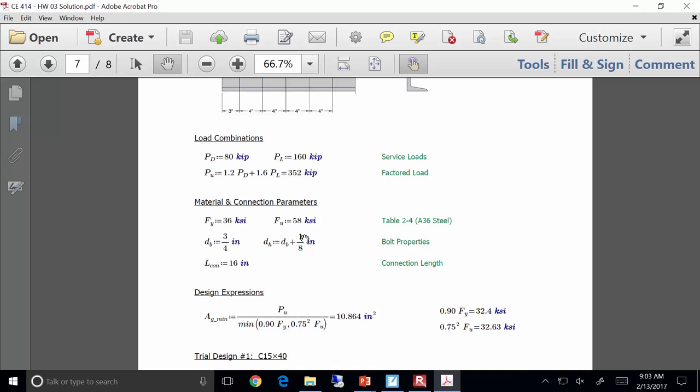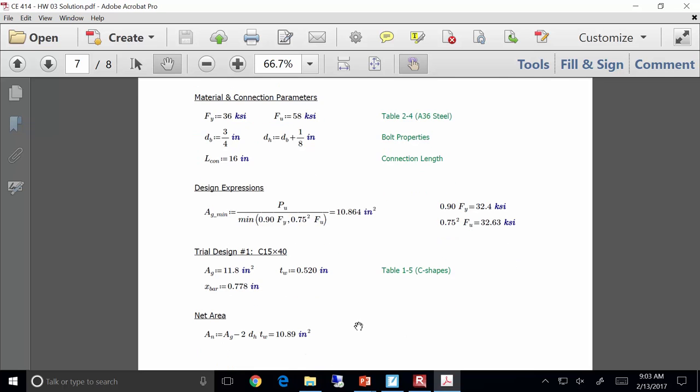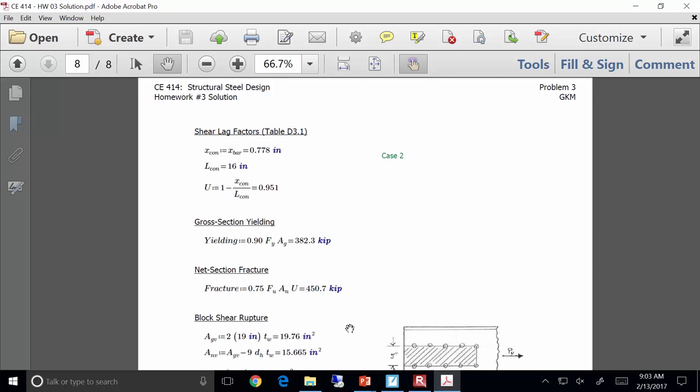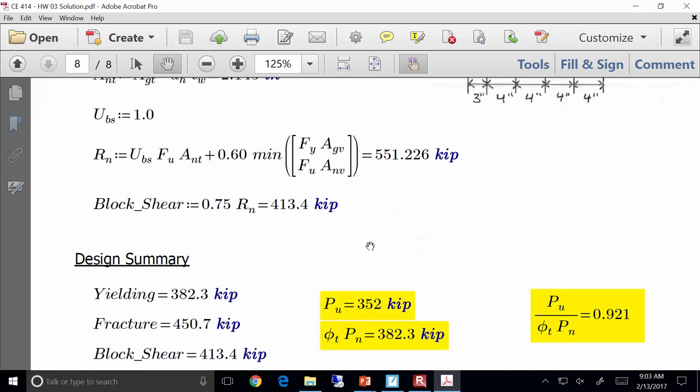So we calculate a minimum gross area of 10.864 square inches, and that leads us to pick a C15 by 40, okay? Now, you take that C15 by 40, and you go through and do the full-blown analysis, okay? You've got your section properties, your gross area, your web thickness, your connection eccentricity, calculate your net area, your shear lag factors, yielding, fracture, and block shear, okay? Now, here's what I want to focus on right here.